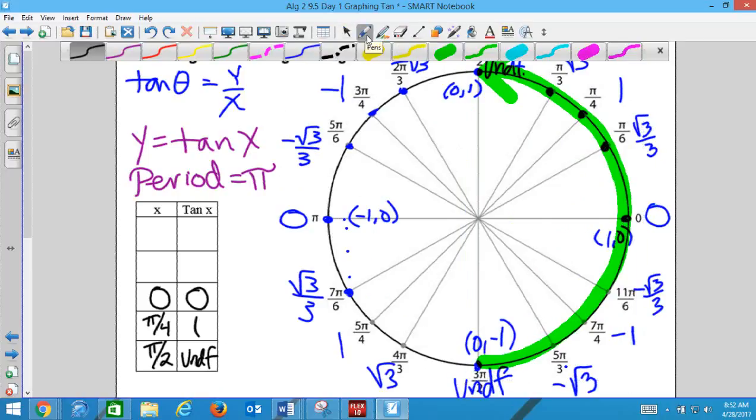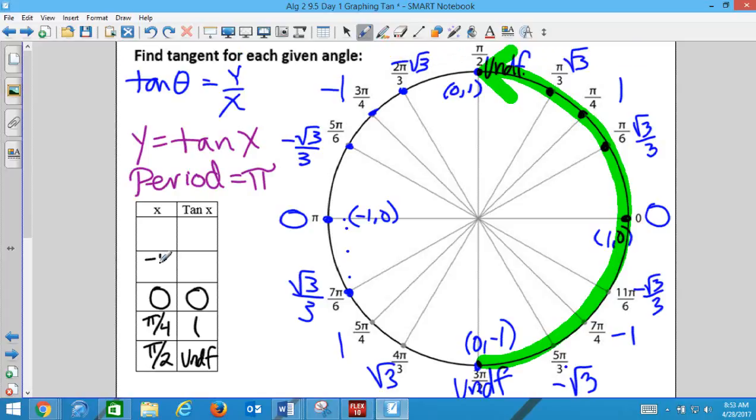Now, the other values that we use for tangent is we're going to go negative. Instead of going all the way around the circle, we're doing some up and some down from 0. So the next one we're going to do is negative pi over 4, which is negative 1, and then we're going to do negative pi over 2, which is undefined. So tangent's just kind of different than the other ones.